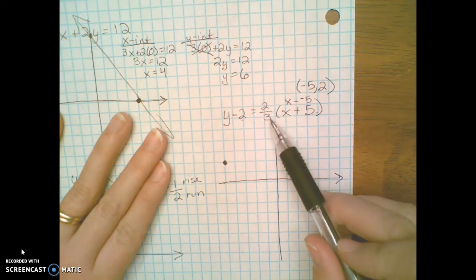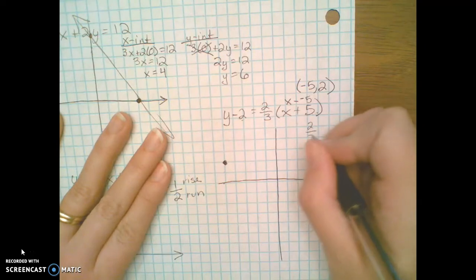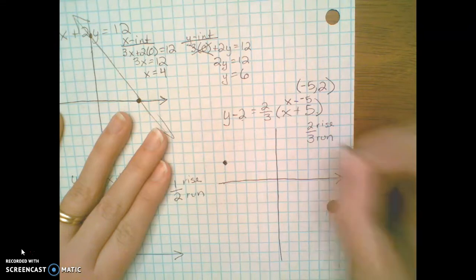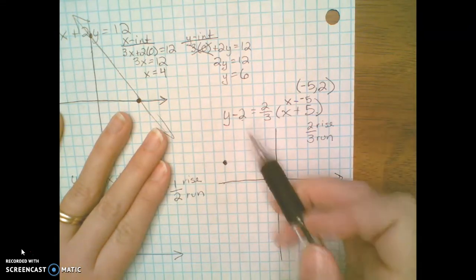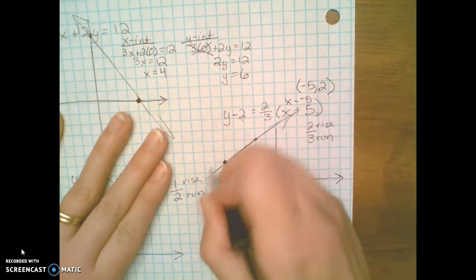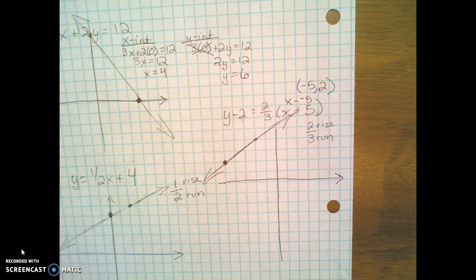And then we're going to go up from there, and our slope is 2/3. So 2 is the rise and 3 is the run. So we're going to go up 2 over 3, and that's our point. Okay, so please try the very last one, which is also standard form, by yourself.